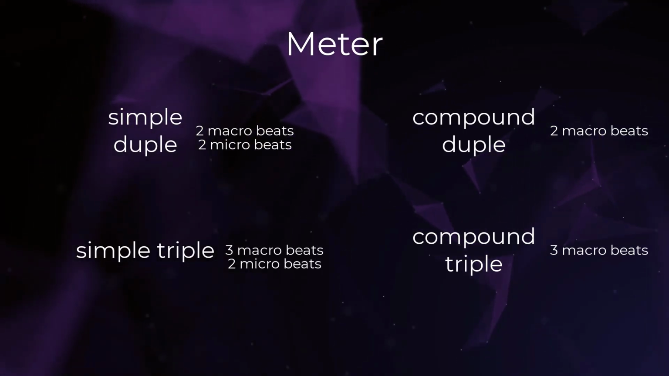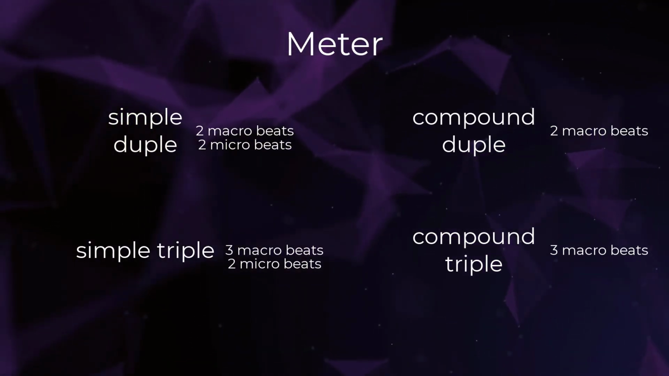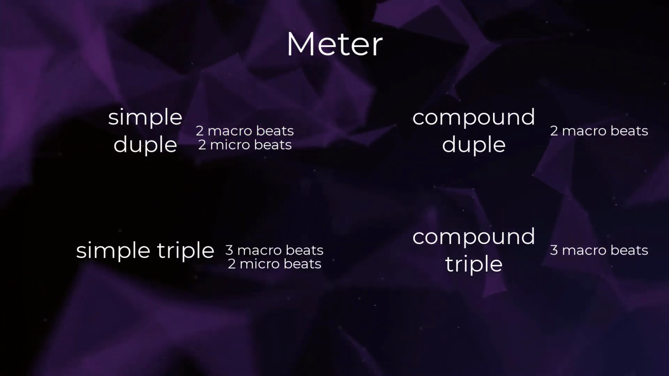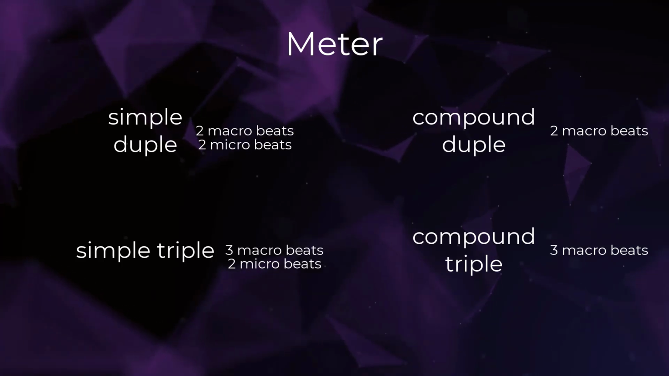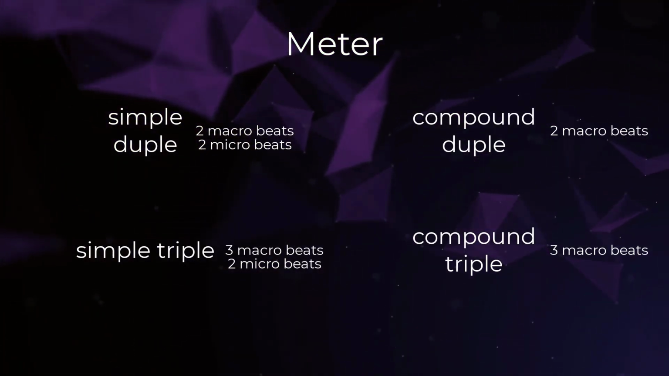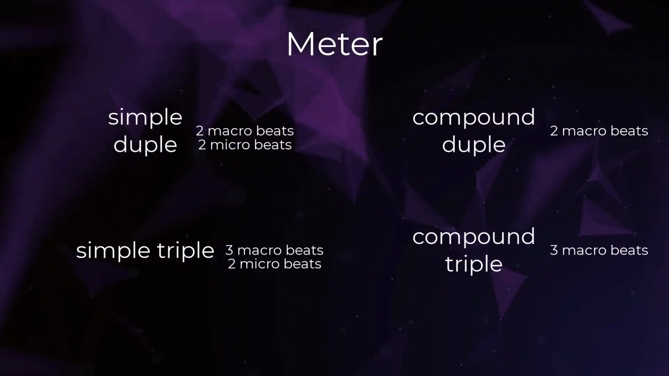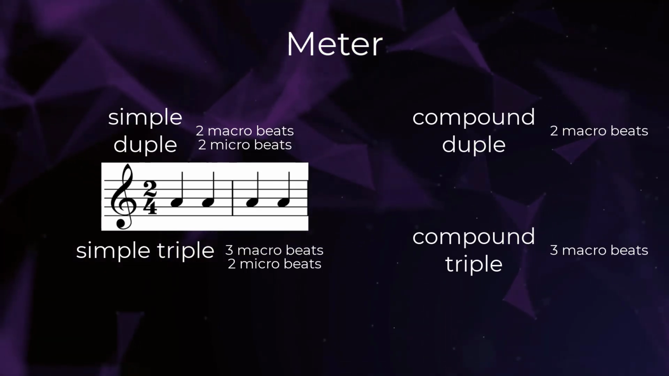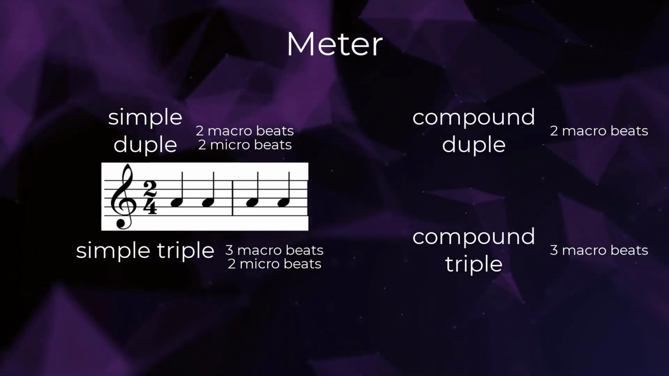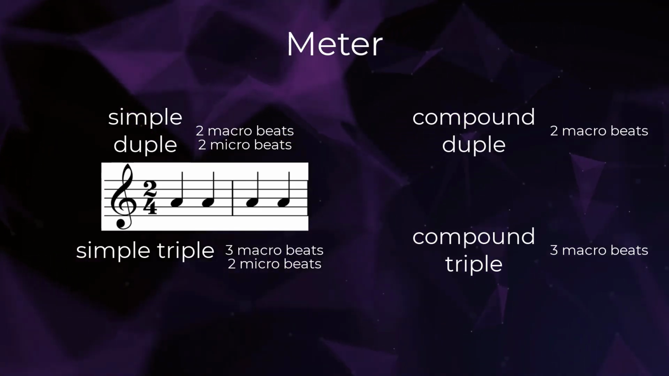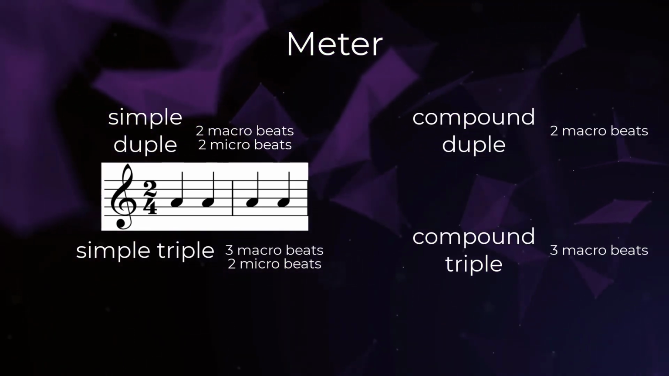For simple, the macro beat groupings divide evenly into 2 microbeat parts. This will most likely be a quarter note or eighth note division in the macro beat. Let's take a look at 2/4 for an example of the simple duple. We divide first into 2 equal groups of 1 quarter note each. Those quarter notes divide equally into 2 eighth notes, which means we are in a simple duple meter.